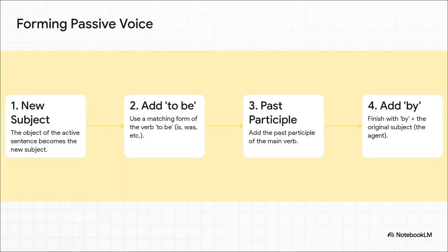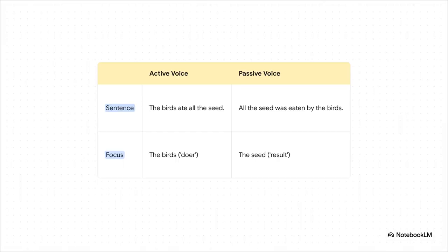So how do you actually build one of these passive sentences? Well, it follows a pretty clear formula. You're basically just flipping the sentence around. You start with the thing receiving the action, pop in a to-be verb, and then end with the original doer. It's a very predictable pattern. Let's look at a real example so you can see what I mean. In the active sentence, the birds ate all the seed. Our focus is totally on the birds, the doers. But when we flip it to passive, all the seed was eaten by the birds, our focus shifts completely to the seed, the result. Same event, totally different narrative focus.